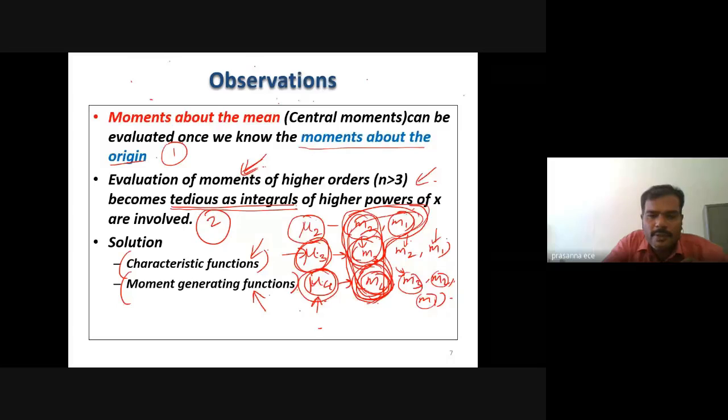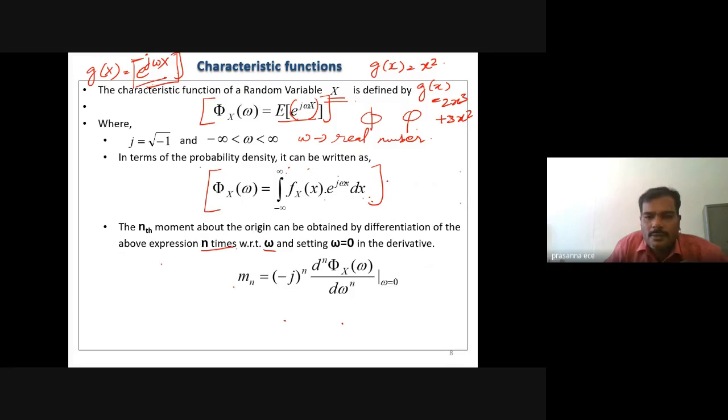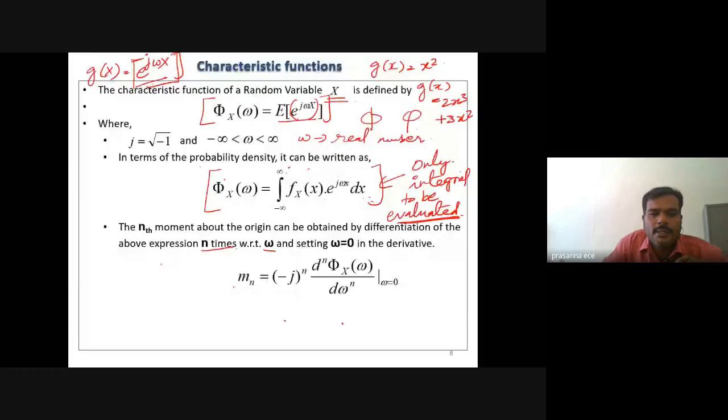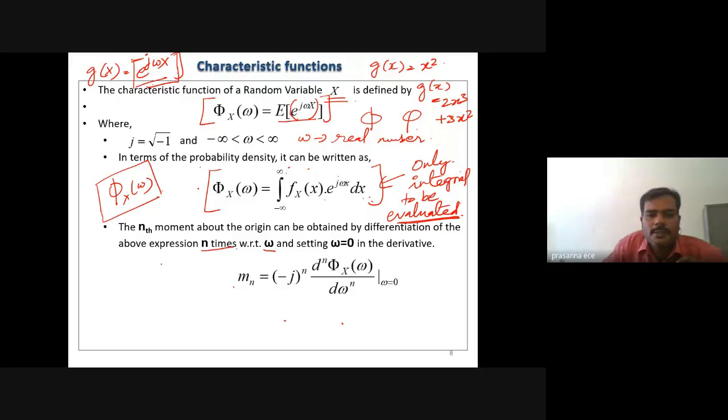So instead of doing integration many times, you are doing integration just one time to evaluate your characteristic function. This is the only integral you have to do, the only integral to be evaluated. Once you evaluate this integral, keep this function phi x of omega with you. It is a one-time job. Just once you evaluate a difficult integral and find out this phi x of omega.